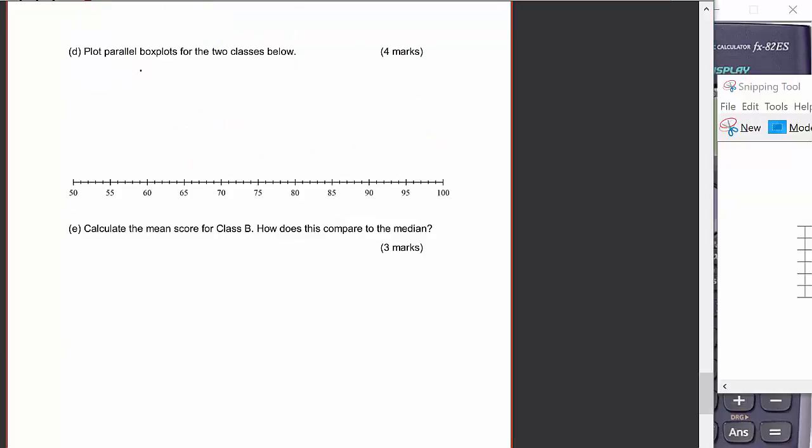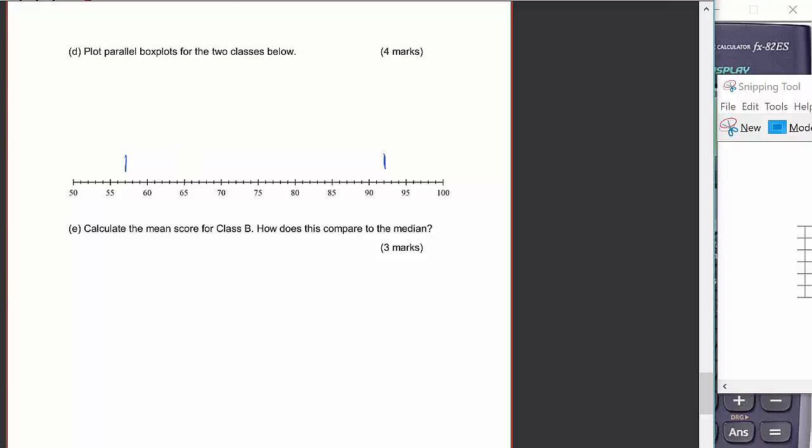We want to plot parallel box plots for the two classes below. So class A, we have a lowest of 57. So that's just going to be here. The highest is 92, which is over here. Then the lower quartile is 64. So the box is going to start there. Actually, just a tiny bit further over.